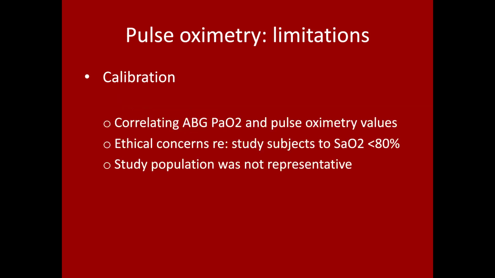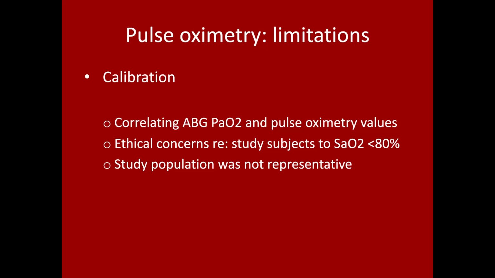So first, calibration. Essentially, with the invention of pulse oximetry, the creators were doing a very clever thing, and they were correlating ABG partial pressures of oxygen with their new pulse oximetry values. They were trying to determine what PaO2, what partial pressure of oxygen on an arterial blood gas, would correlate with what pulse oximetry readings. And that's how they calibrated their instruments.